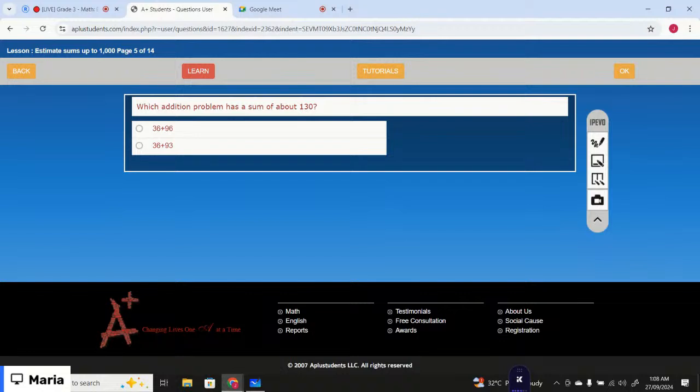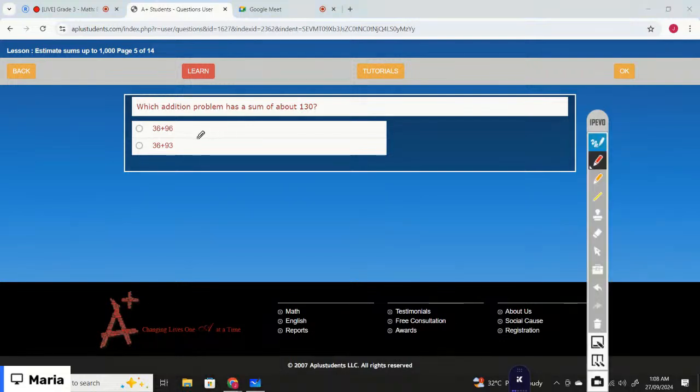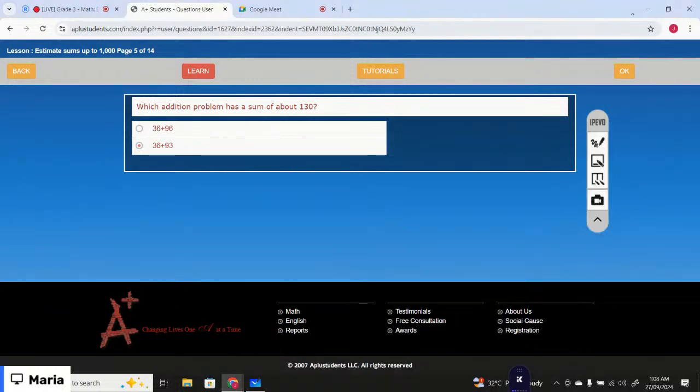Which addition problem has a sum of about 130, which is the correct option? Option number 2, 36 is rounded to 40 and 93 is estimated to 90, right? So 90 plus 40 makes 130. So option number 2 is the correct option. Very good.